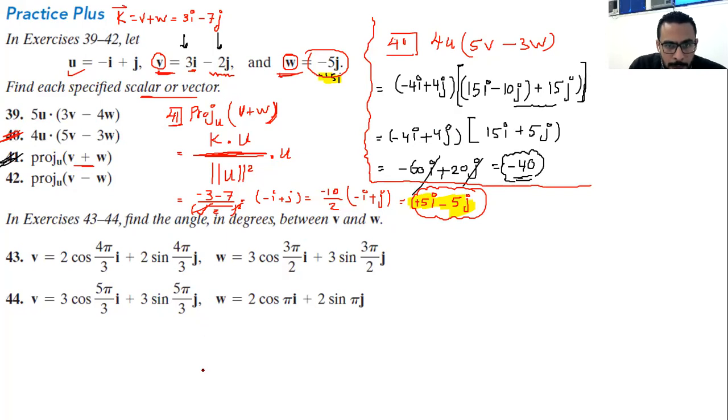Any questions? The set exercise is 39 to 42. Do you have any questions, guys, here? We already solved 41 and 40. 39 and 42 are the same as 40 and 41. Any questions?